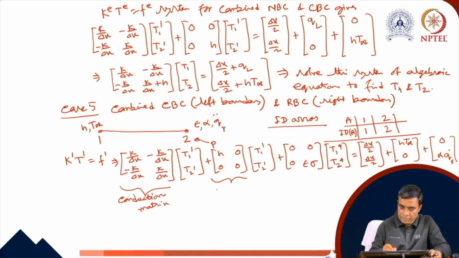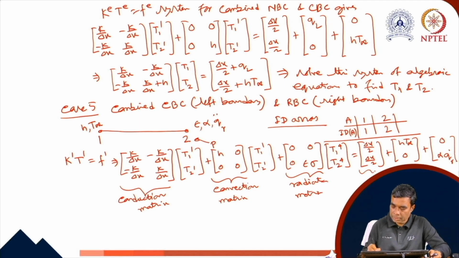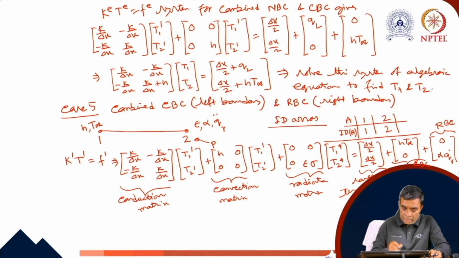This is the convection matrix. This is the radiation matrix. This is the source term. This is the convective boundary condition, CBC, and this is the radiative boundary condition, RBC.